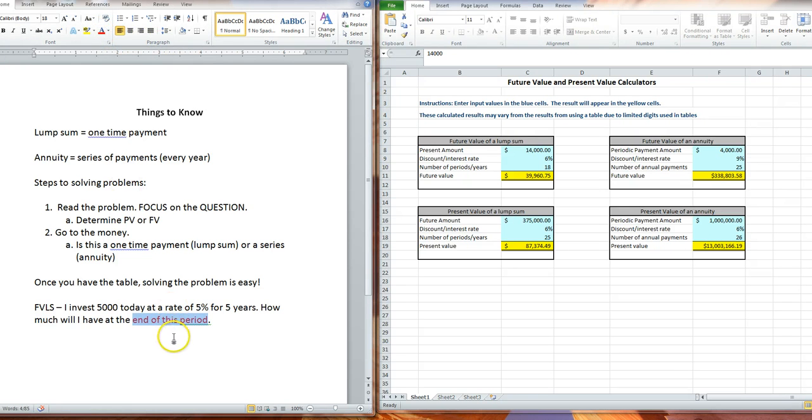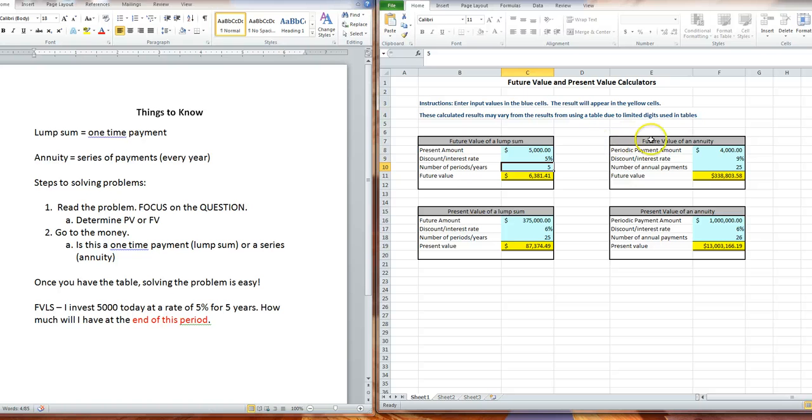In this example, it was $5,000 only, one time. It didn't say that it was a $5,000 annuity. So we would know that it's future value of a lump sum. Once we had this information, we could go over to our table, and we would enter $5,000 at an interest rate of 5% for a period of 5 years. Our answer would be that the $5,000 in 5 years will be worth $6,381. It will grow in value because it's earning interest on an annual basis.